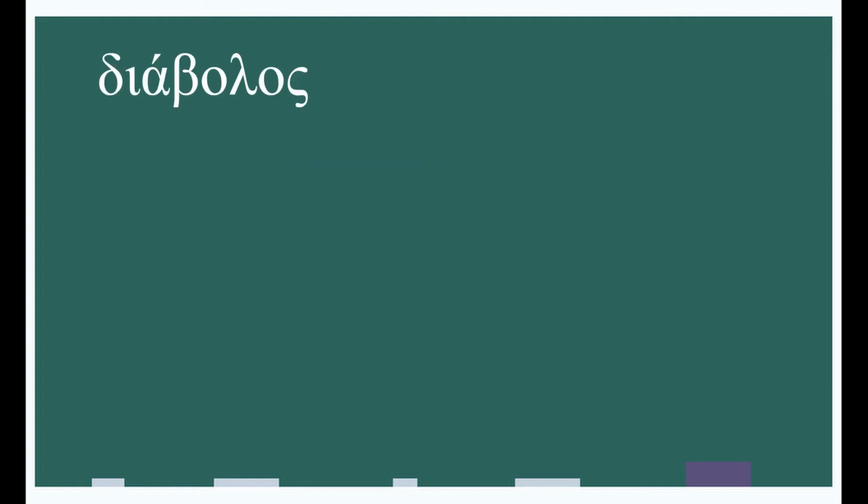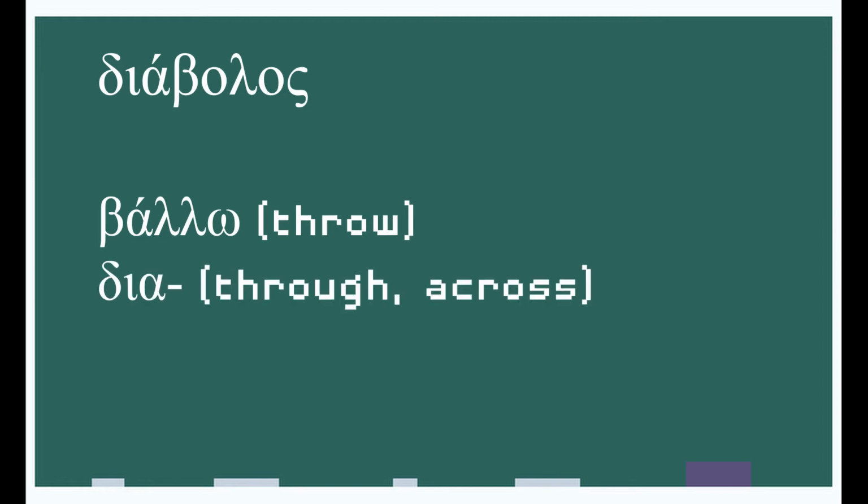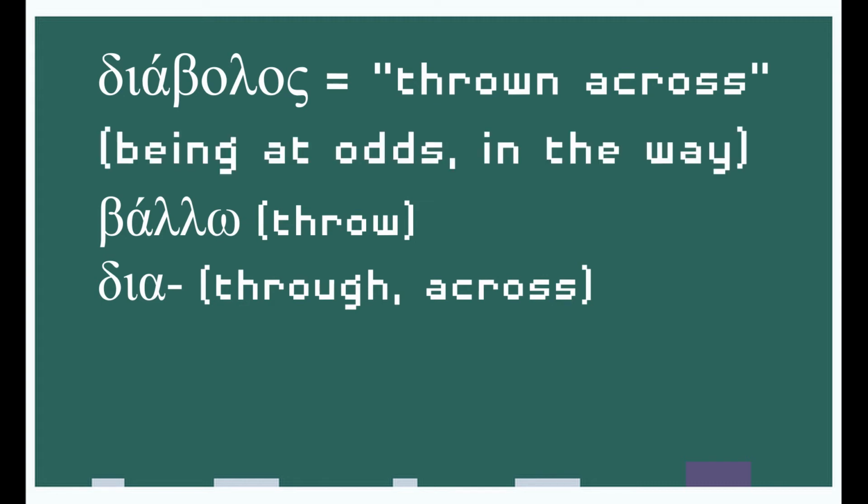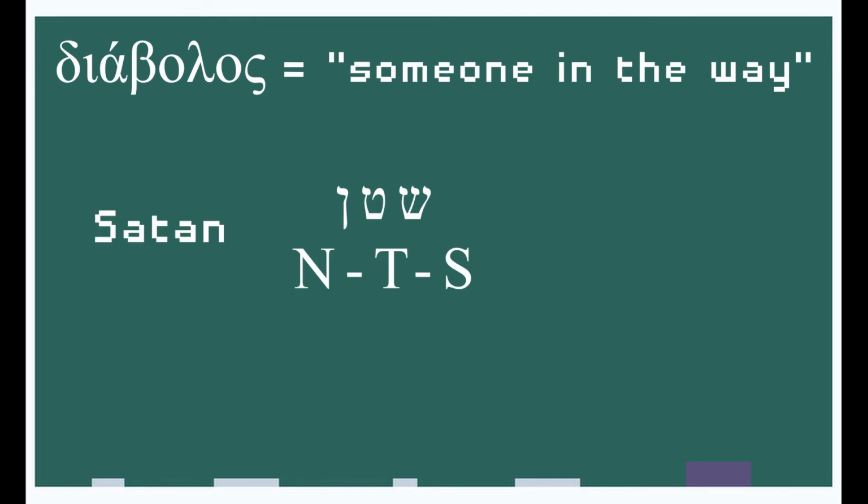The word has two parts, a root and a prefix. The root comes from the verb balo, which means throw. The prefix dia is a preposition meaning through or across. So the noun diabolos literally means someone thrown across, primarily in the negative sense of being at odds or in the way, which is why Greek writers chose the word diabolos for the Hebrew word Satan, someone or something that has been thrown in the way, an adversary.